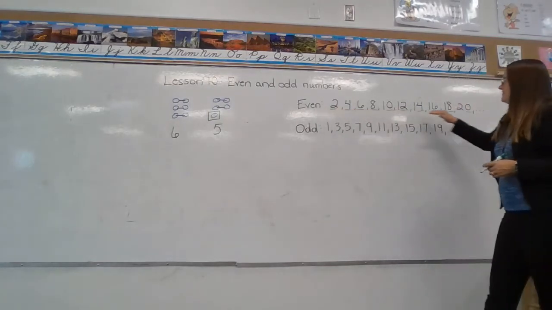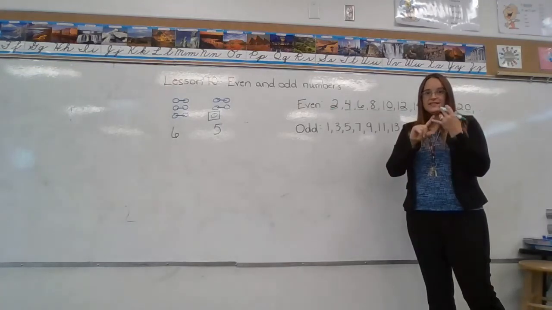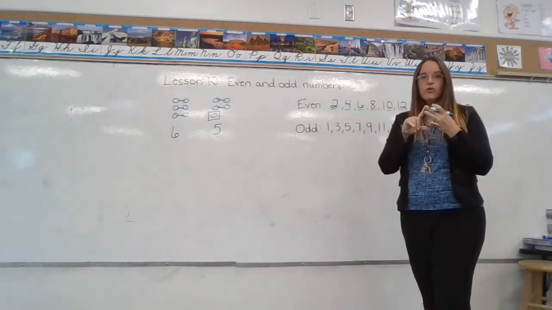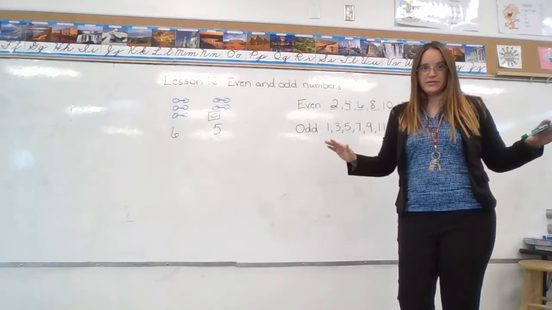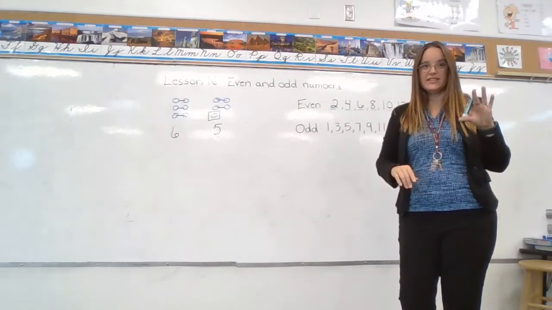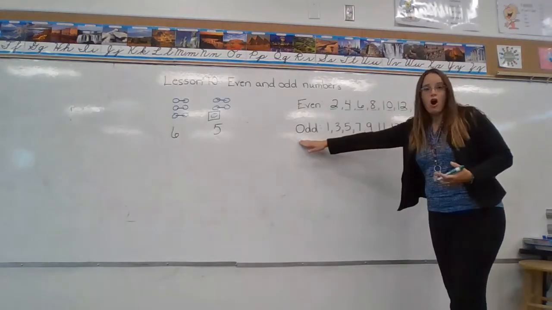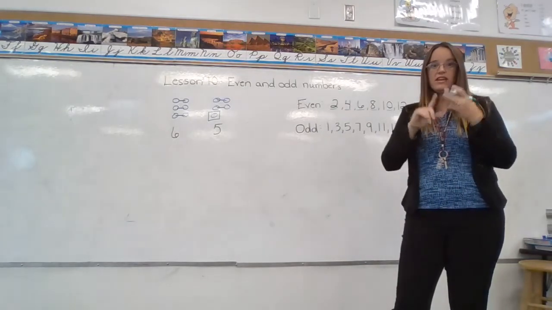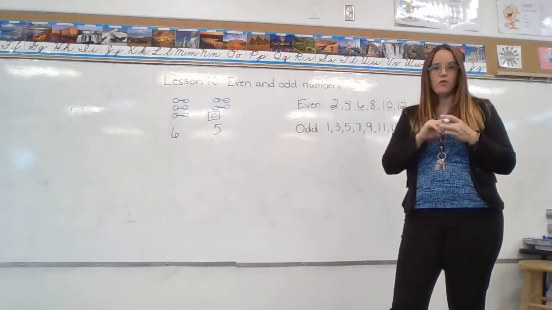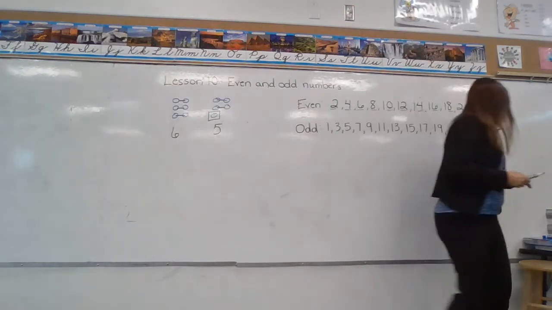So here's our even list. All even numbers end with 0, 2, 4, 6, or 8. All even numbers end in those 5 digits. And then the opposite of that is all odd numbers end in 1, 3, 5, 7, or 9. So we can take a number, any number at all.